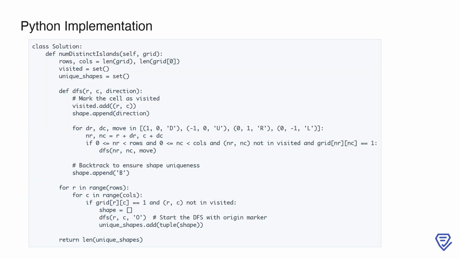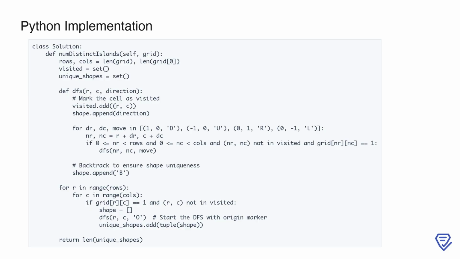This Python solution efficiently calculates the number of distinct islands in a given 2D grid. The problem involves identifying unique island shapes by exploring all connected land cells, represented as ones, in a 4-directional manner. The uniqueness of an island's shape is determined by its traversal path. The implementation begins by initializing helper variables: rows and cols to store grid dimensions, visited to track already visited cells, and unique_shapes to store unique island shapes.